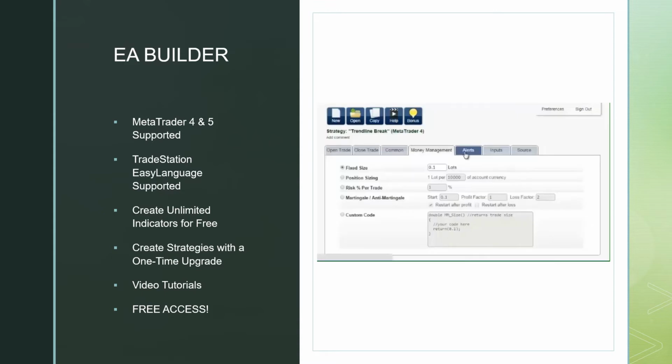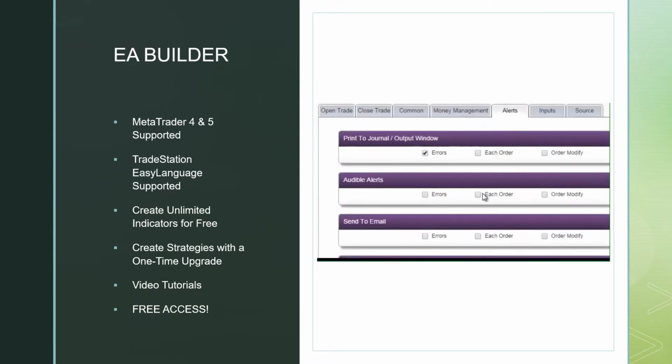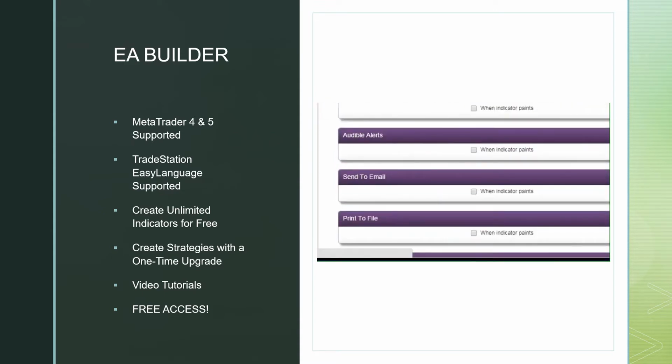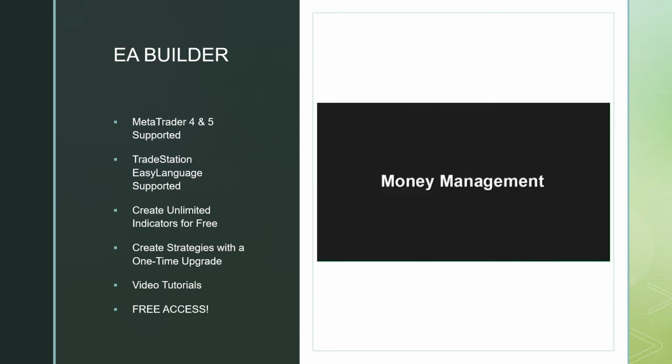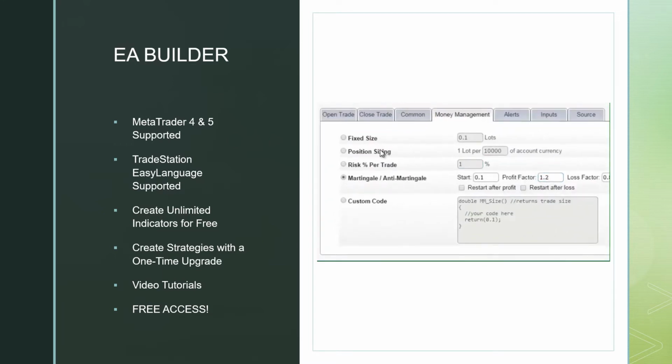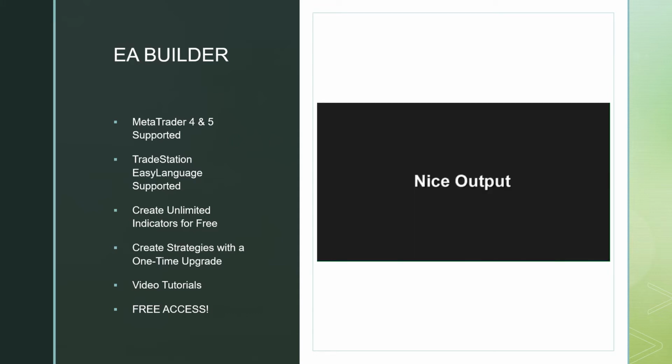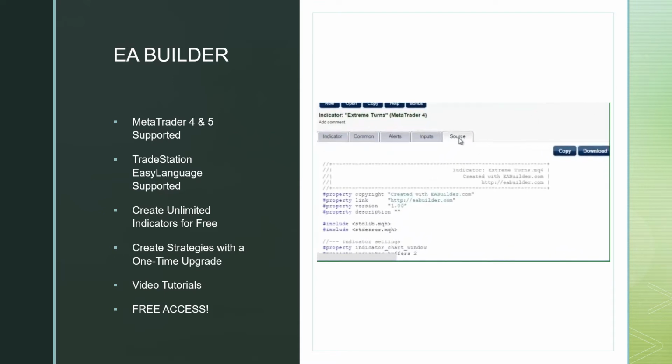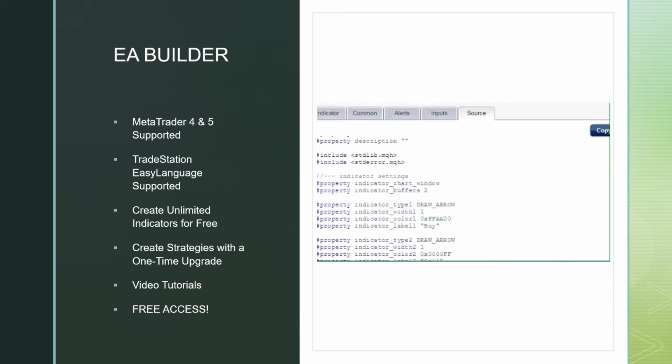Alerts. Audible alerts, email alerts, print-to-output window, and so on are convenient ways to get notified that trades have been executed or new indicator arrows have shown up. Money management. Money management techniques set up with a few clicks will ensure that your account is never exposed to substantial losses.